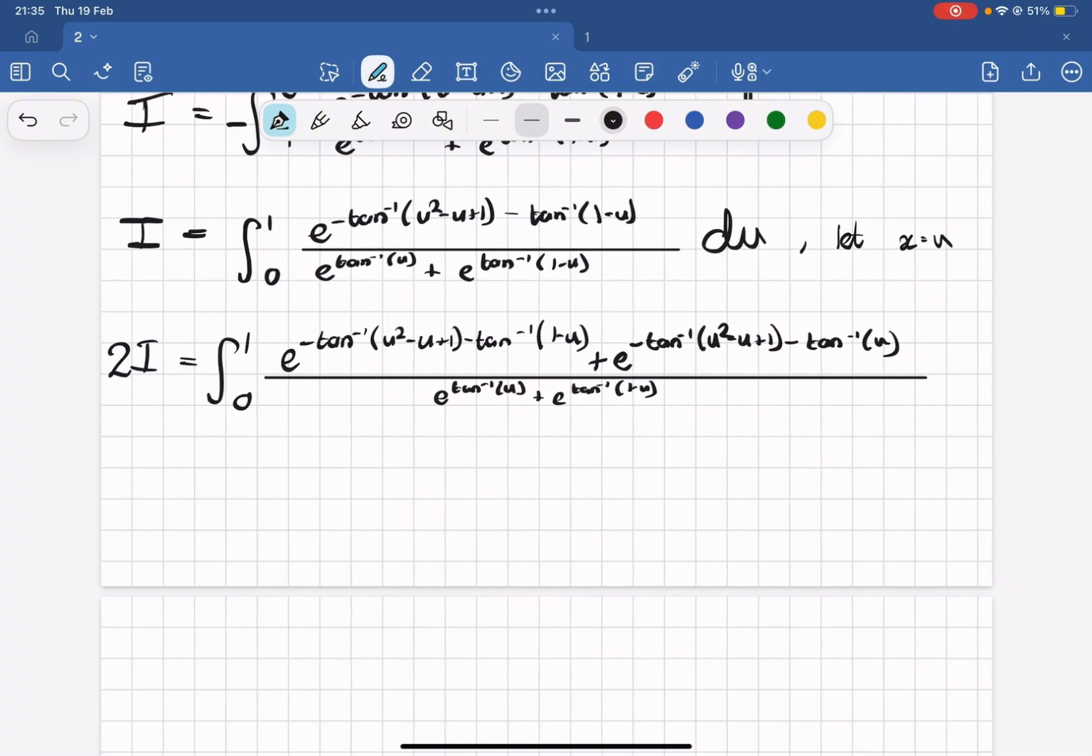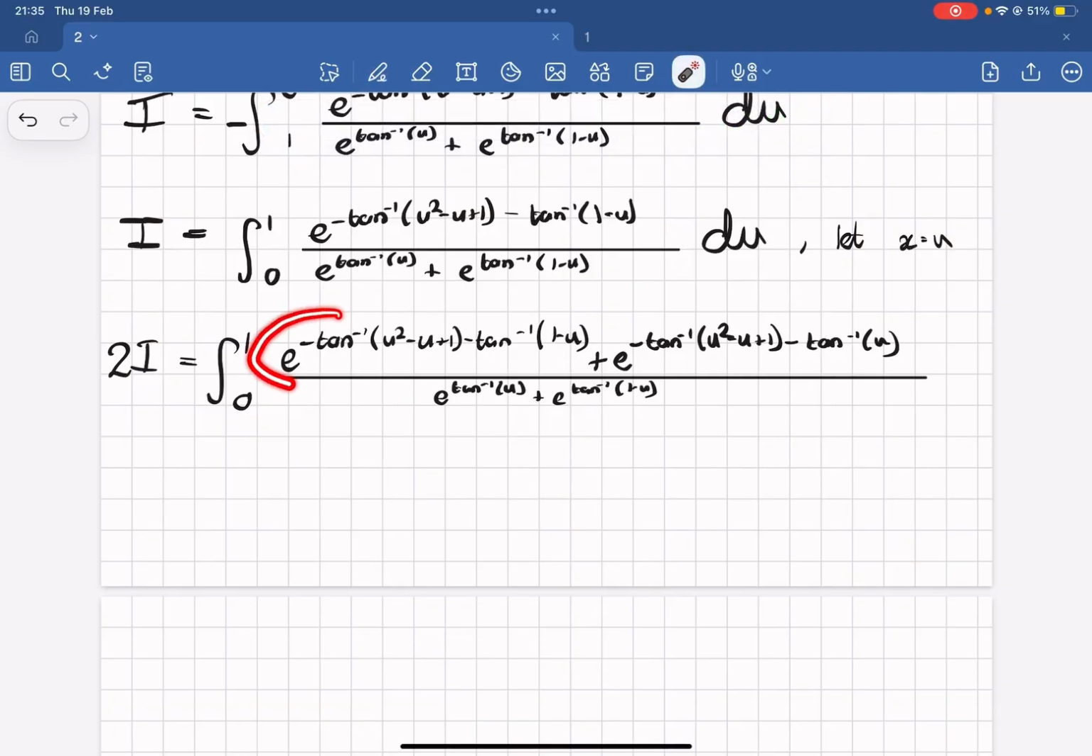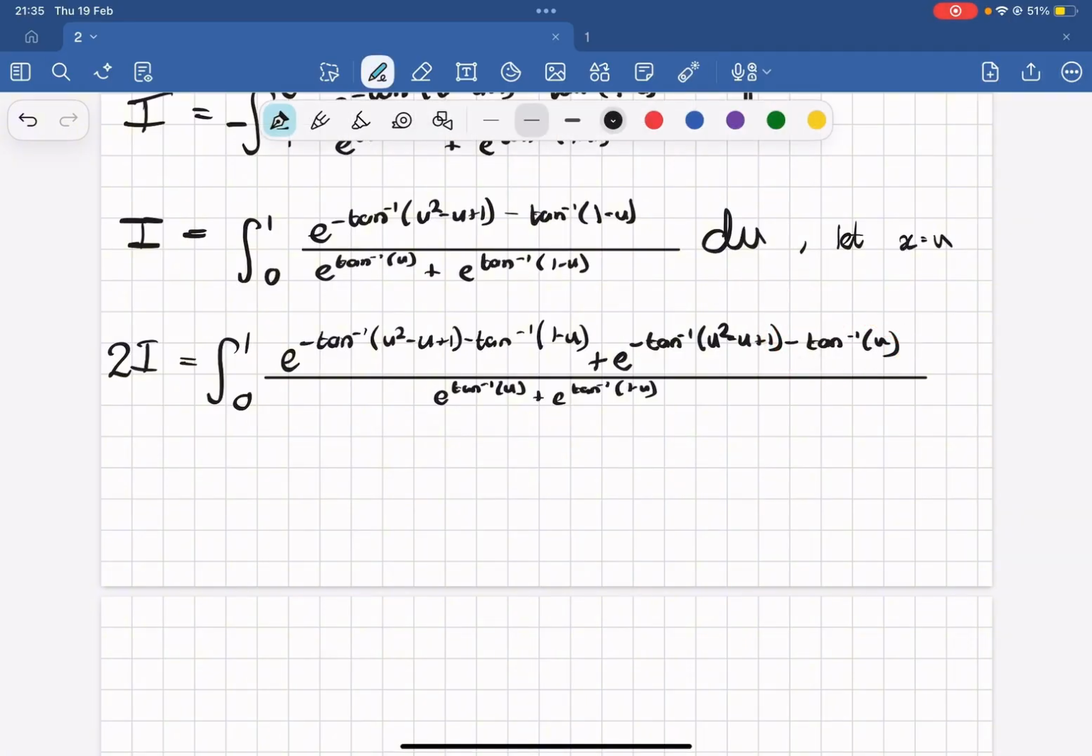Alright, if you have a look at this now, we've got a lot of repeating terms. For example, we've got e to the arctan of u squared minus u plus 1 here and here, e to the minus arctan of 1 minus u here and here, and e to the arctan u here and here. So what we can do is just start calling these complex looking terms something else.